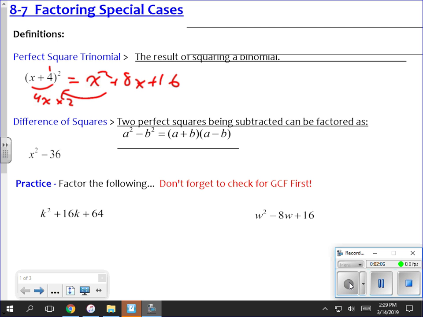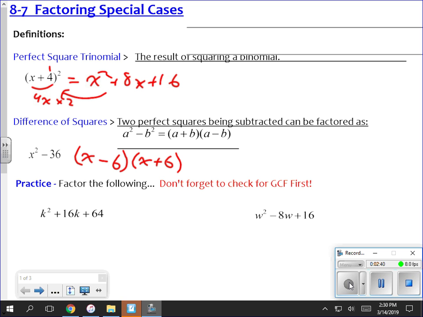So, for example, x squared is a perfect square. 36 is a perfect square. What do I square to get x squared? I square x. What do I square to get 36? 6. So my factors would be the square root of the first one, x, minus what I squared to get the second one, and the first one plus the second one. Exactly the same except for plus and minus.